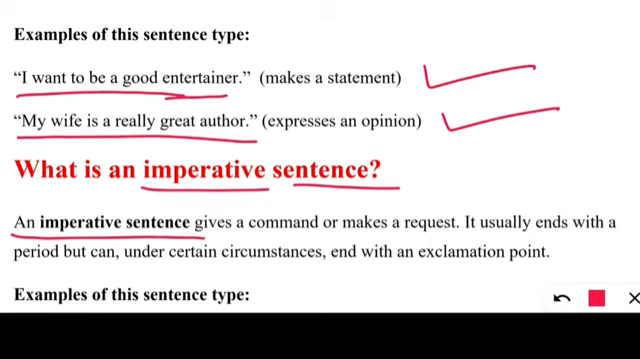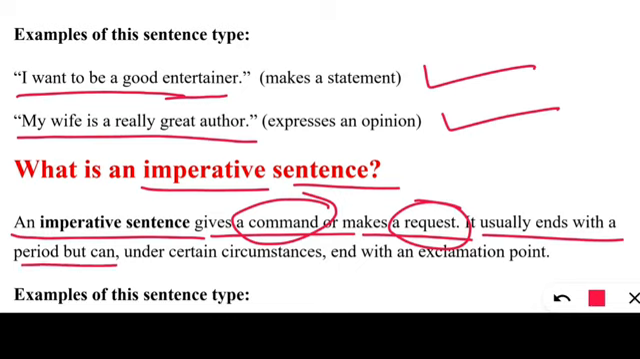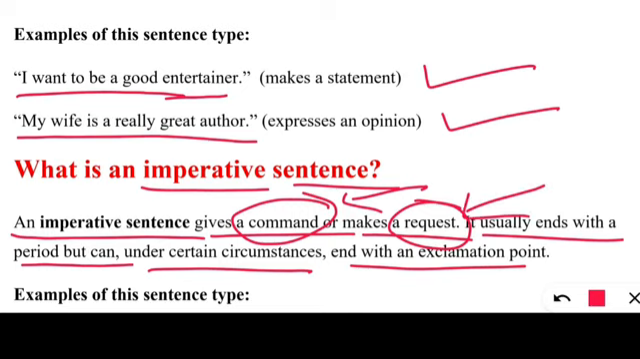An imperative sentence gives a command or makes a request. Please keep in mind these 2 points. It usually ends with a period but can, under certain circumstances, end with an exclamation point as well. So here, an imperative sentence gives a command like "Give me a glass of water." "Fetch me a glass of water from there." Then it includes a request as well. "Could you please give me a glass of water?"